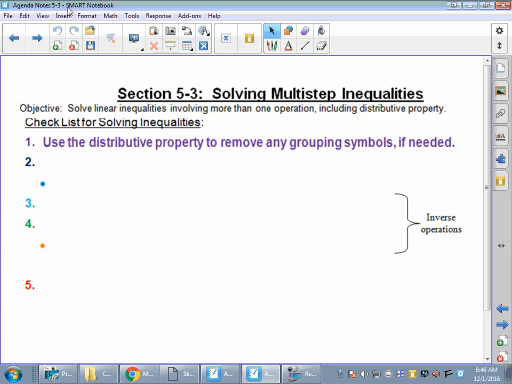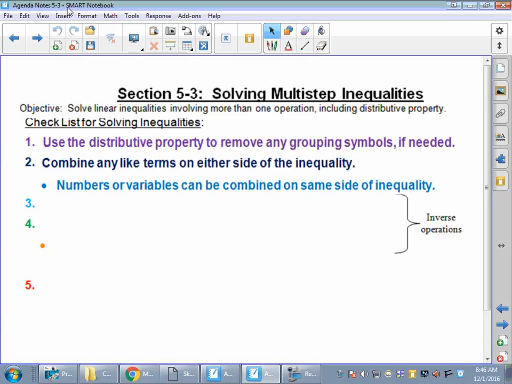So first of all, if you've got parentheses, use the distributive property. It's kind of like common sense at this point because we did so much with equations. Then if you cover up one side of the equation, look for like terms. If you cover up the other side of the inequality, look for like terms. Numbers or variables can be combined when they are on the same side of the inequality, just like we can do that with equations. So if they're on the same side, you just do the math.